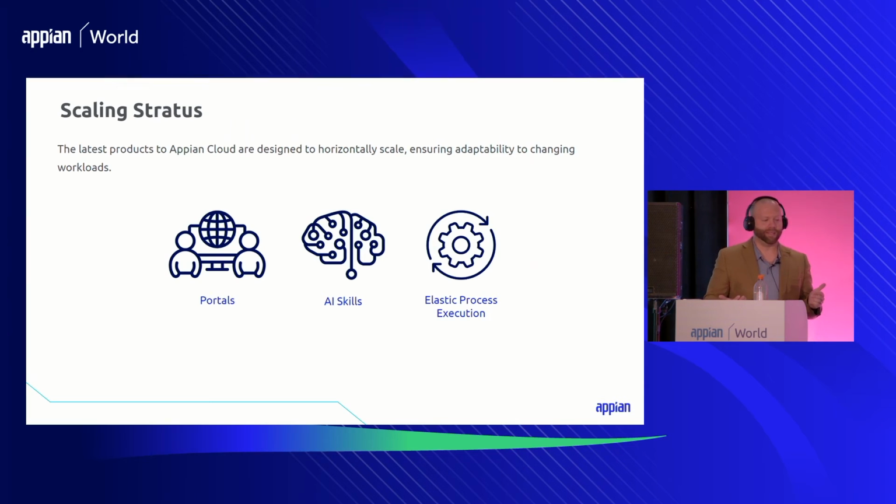So if we're talking about scaling Stratus, let's again reflect on what we can actually scale right now. A lot of this isn't really documented explicitly, but as of right now, we can scale portals, we can scale AI skills, and elastic process execution, which is coming with 24.3, we can scale as well. So these services can, for one component or another, scale horizontally to handle different types of load that are coming through for a different site that's currently being used in Stratus.